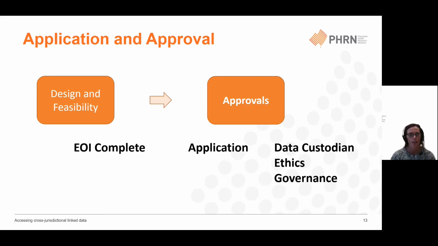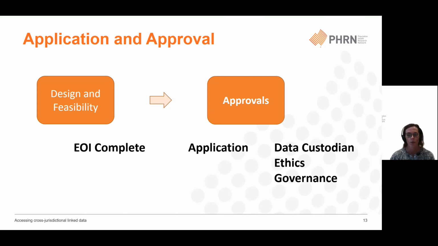So again, I think going back to having that regular contact with the relevant data linkage jurisdictional units. In the online application system, researchers are able to monitor and track data custodian approvals. So the jurisdictional data linkage units will approve datasets in the PHRN OAS upon receipt of data custodian approval letters.